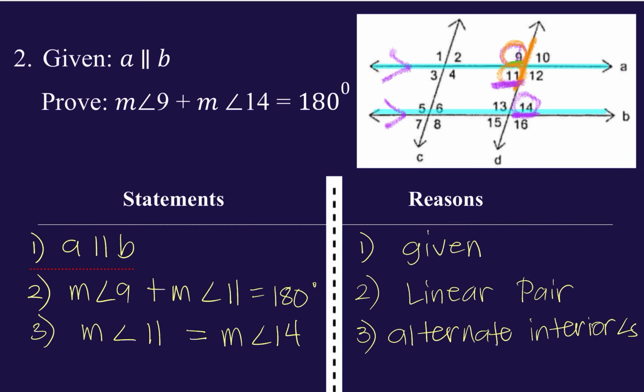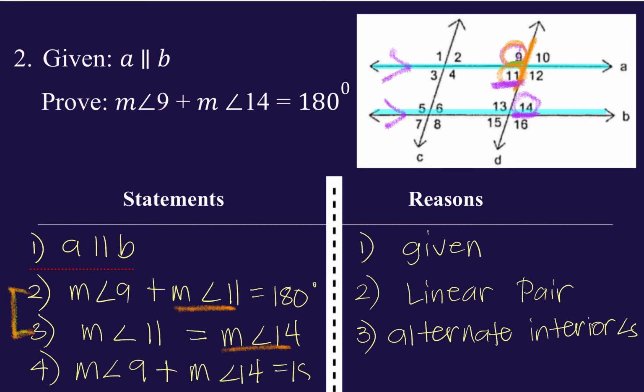Now looking at the statements that we have so far in statements 2 and 3, we are able to come up with something. And what is that something? Notice that the measure of angle 11 is equal to the measure of angle 14. So instead of writing measure of 11, we can substitute that with measure of angle 14. So measure of angle 9 from statement number 2 plus measure of angle 14 is equal to 180 degrees. And this is using the concept of substitution property.